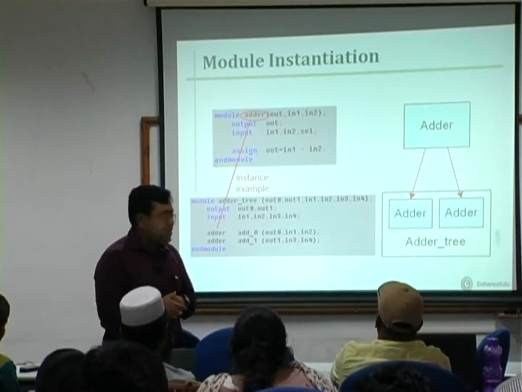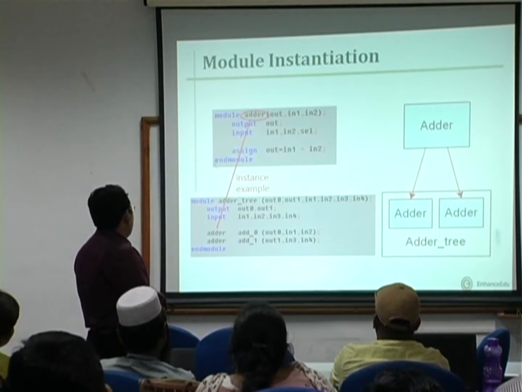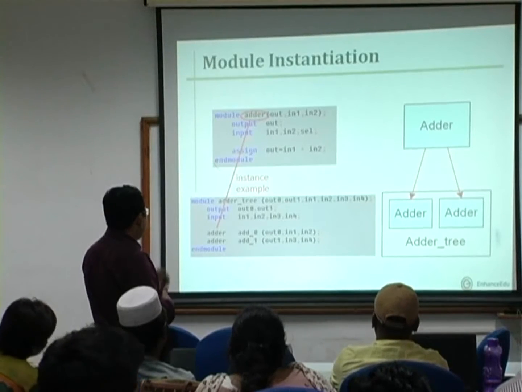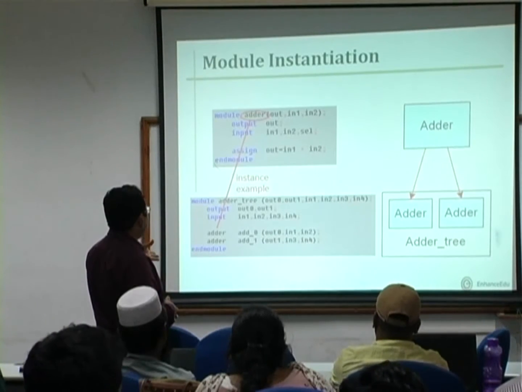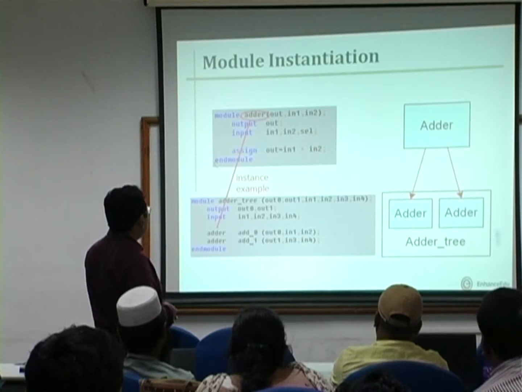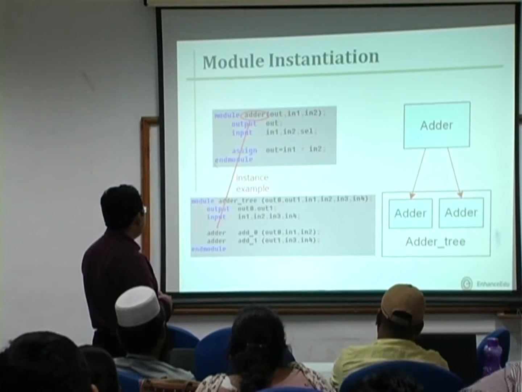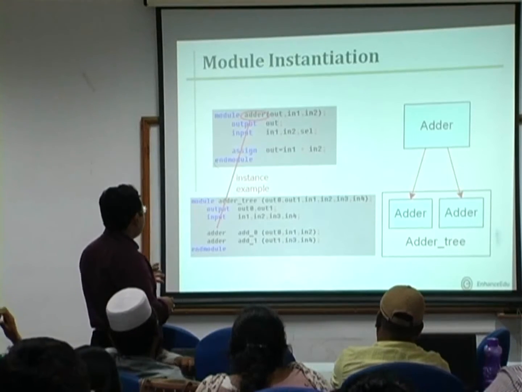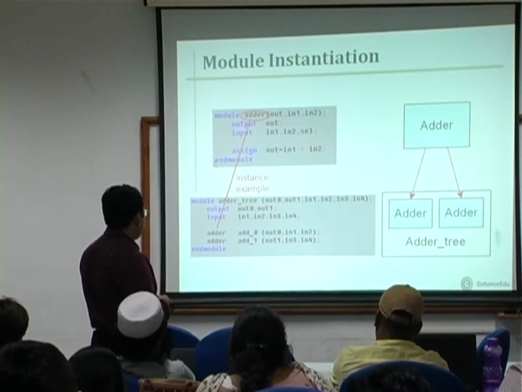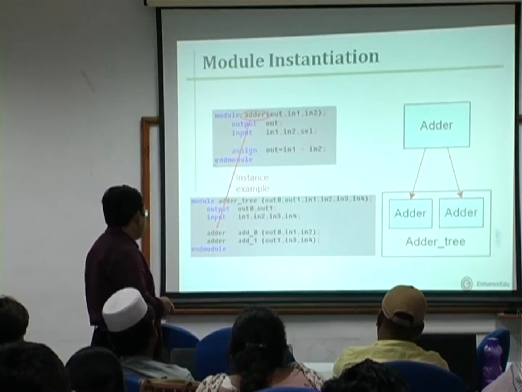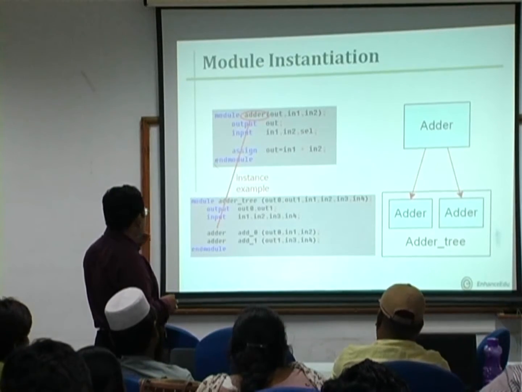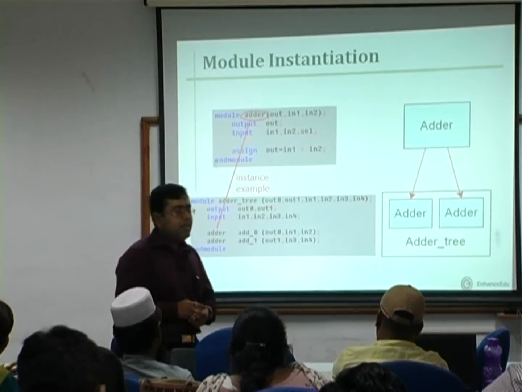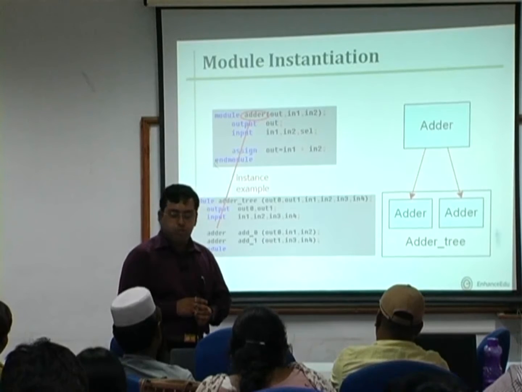Over here we see that we have defined an adder module, and then we are instantiating the adder module within another module which we called adder_tree, and we have called two instances of the module adder. So we are not really defining a module within a module, but we are basically instantiating a module within another module.